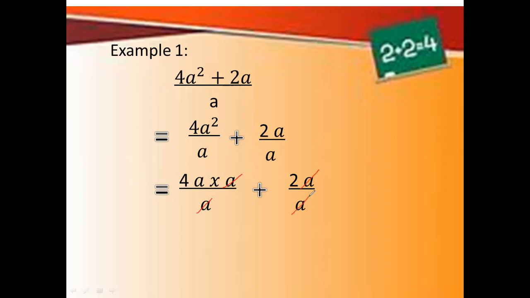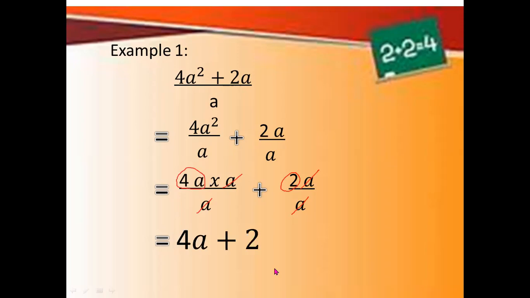Okay. So can you follow? So what remains? A is cancelled. So therefore, what remains is 4a plus 2. All right. So our final answer will now be 4a plus 2. All right. So we can divide it this way because the power is only 2.